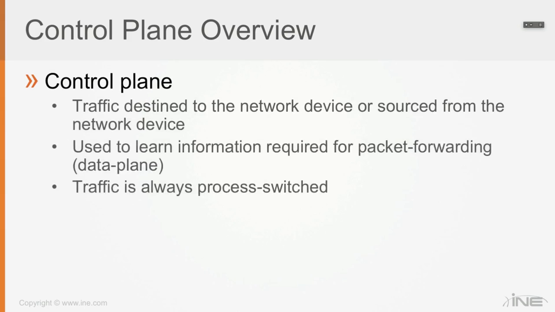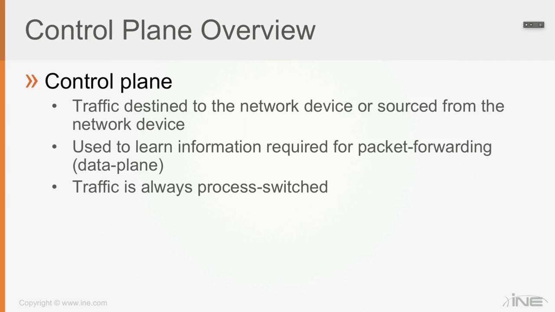The control plane is responsible for traffic destined to the network device or sourced from the network device. It is used to learn information required for packet forwarding for the data plane. So the control plane is required so that a router learns enough information so it can actually perform packet forwarding back and forth. It doesn't matter if that device is going to do switching or routing of packets, or it's going to be a stateful firewall. It still is the control plane to be built to learn enough information about how to forward the packets and where to forward the packets.